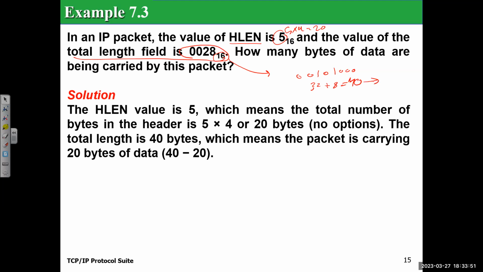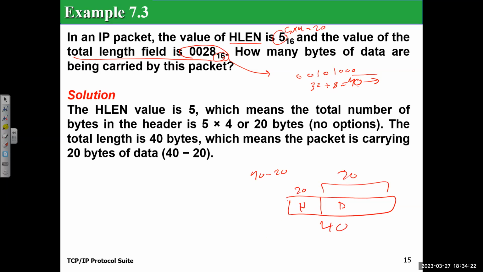So what's the total length? 40, right? All right, if the whole thing is 40, and we know the header length is 20, how much data are we sending? It's 40 minus 20. Remember, the whole thing, including header and data, is 40, and the header is only 20. So how much is the data? 20. Perfect.